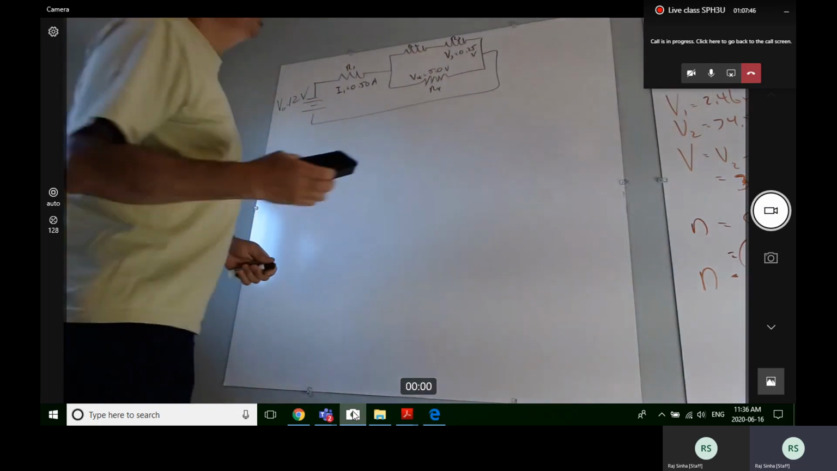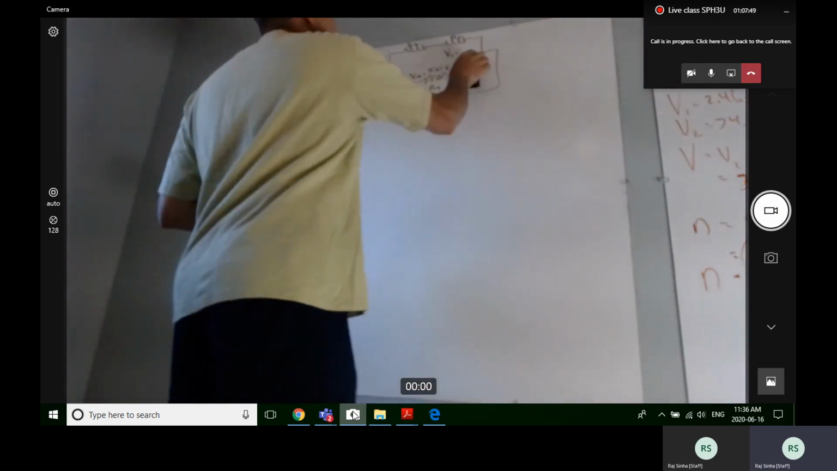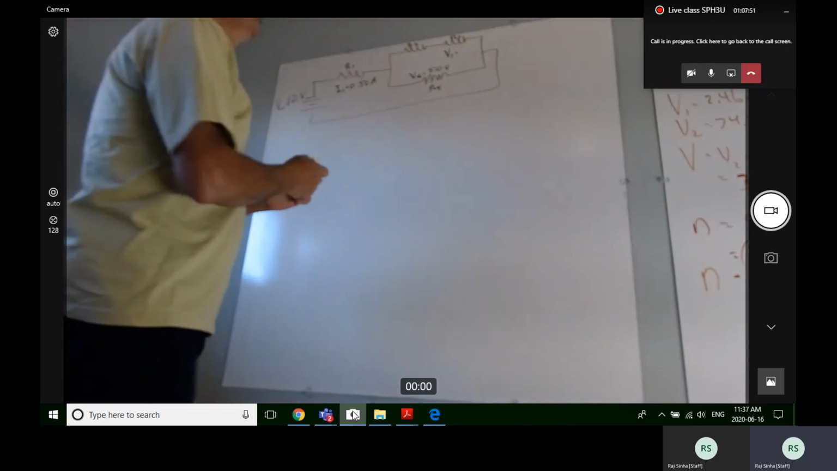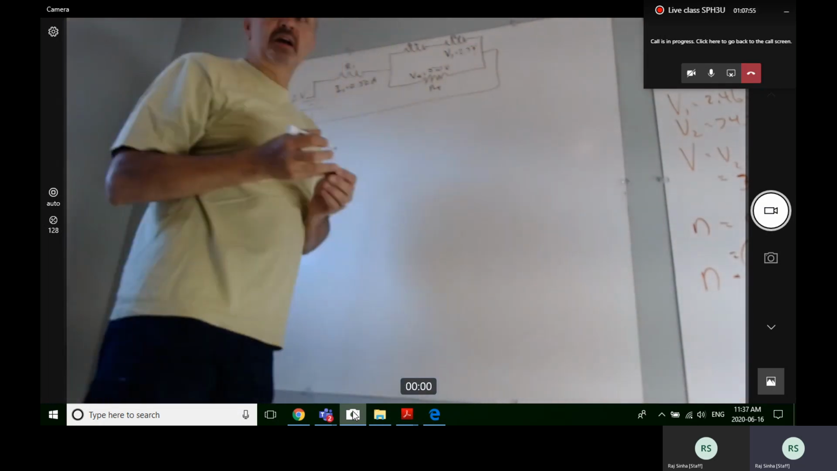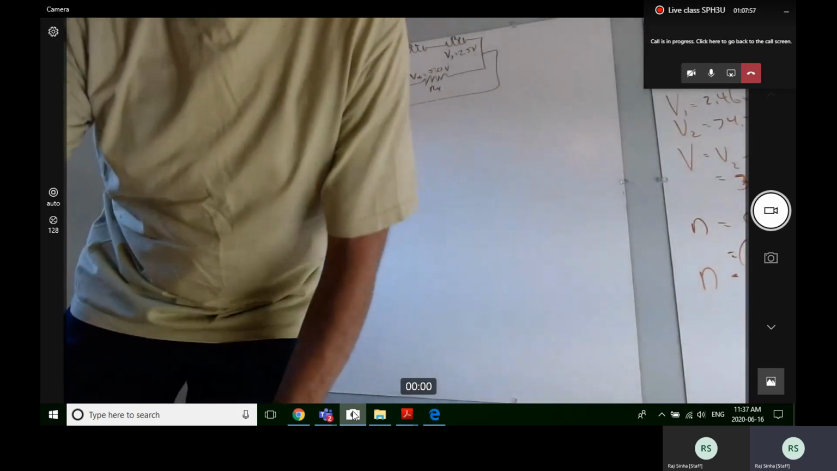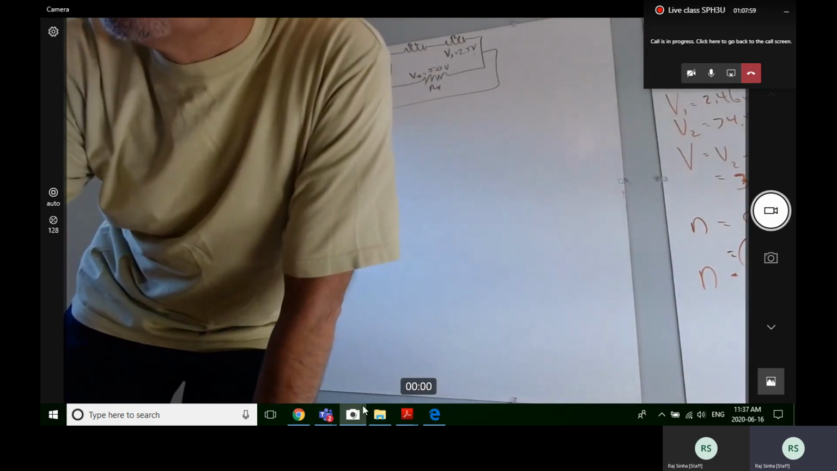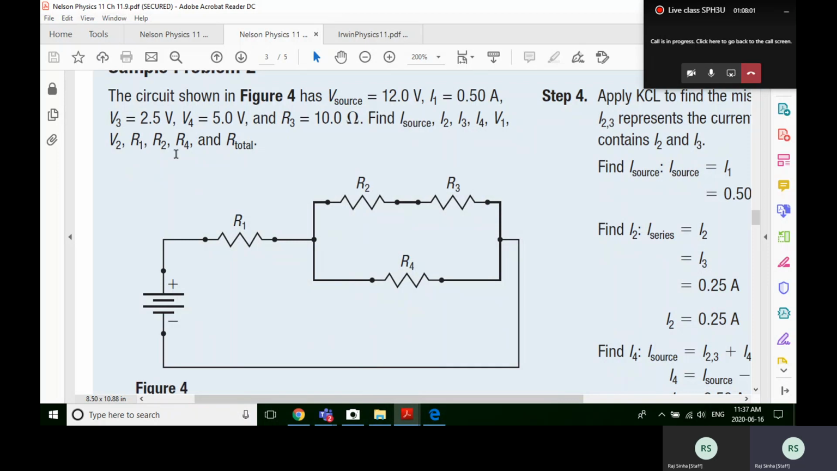Wish I could split my screen so you can see the question as I'm working through it, but I can't do that on my laptop here. So I've got 2.5 volts here, 5 volts there. Are we given any more information in our question? R3 is 10 ohms. Okay, so that's it. Starting source, 1 of the currents, 2 of the voltages, and R3, which is 10 ohms.